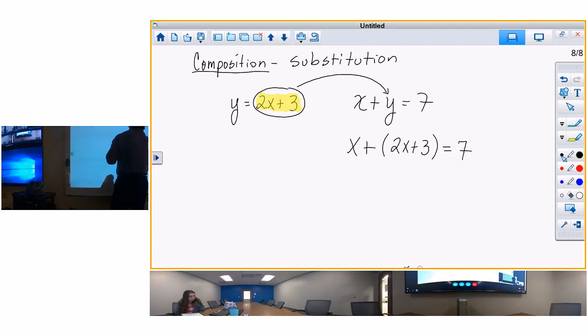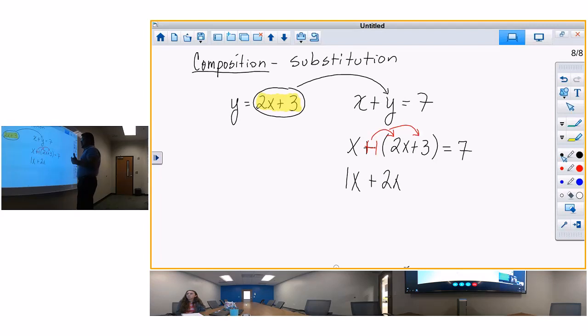is equal to 7. Now I'm going to distribute that positive 1 right here. And that gives me x plus 2x, and I'm going to put a little 1 here so we remember that there's a 1 there, because some of y'all think there's a 0 there. And if there was a 0 there, it wouldn't even be there, because 0 times x is 0. So your philosophy of a 0 being there is wrong. It's a 1. Plus 3 is equal to 7.